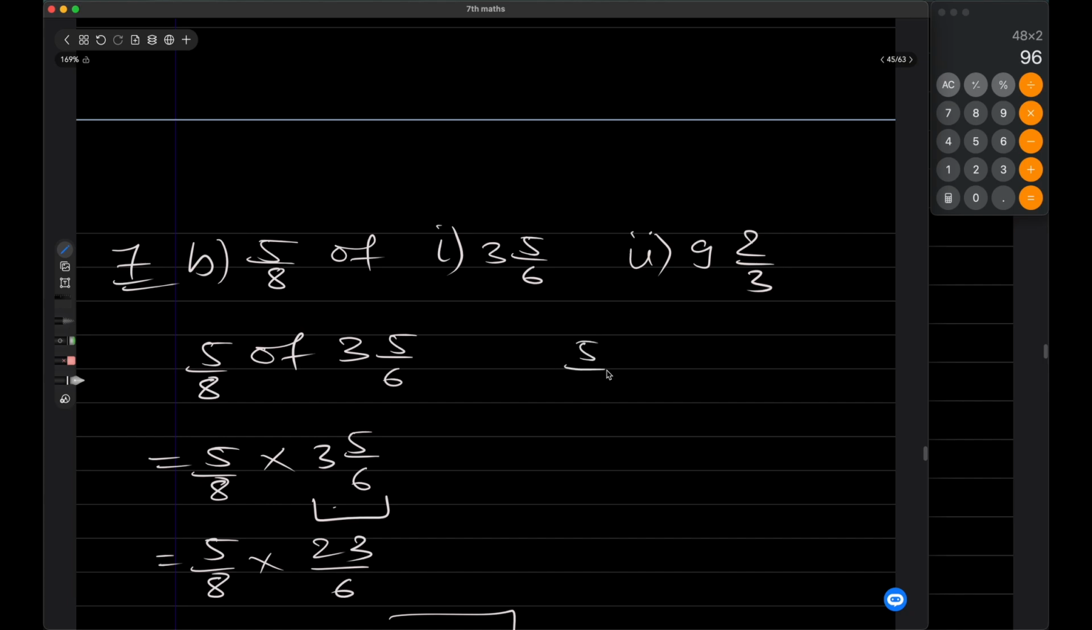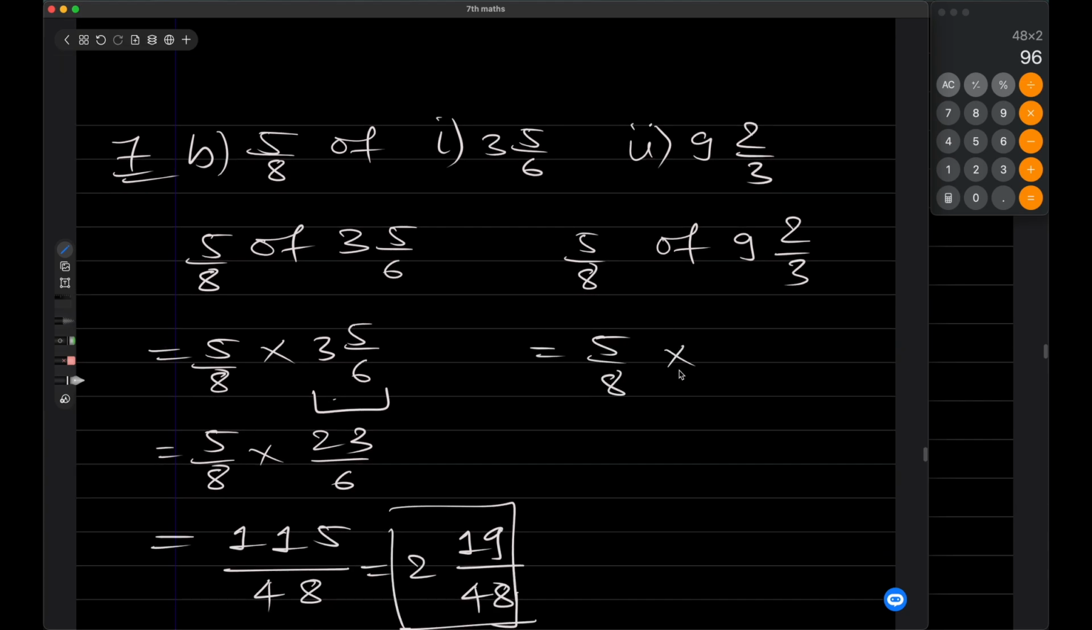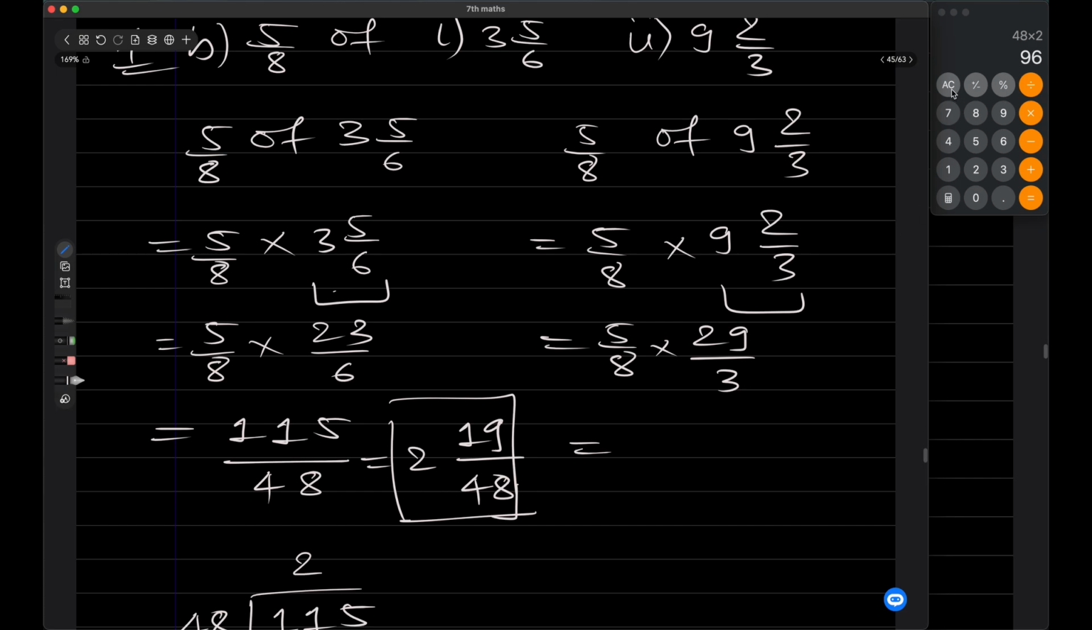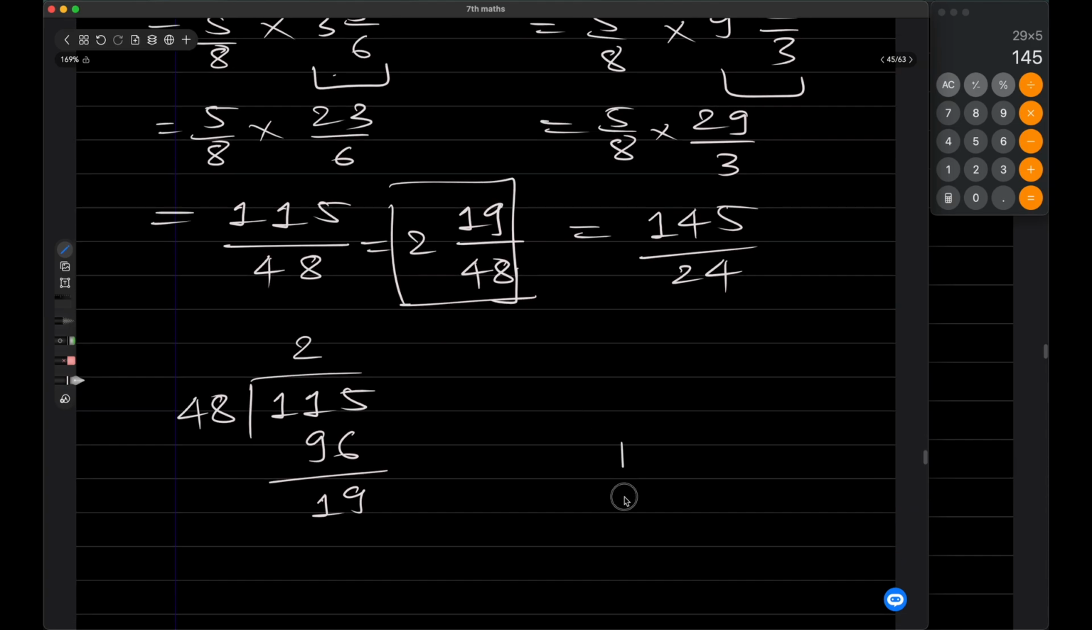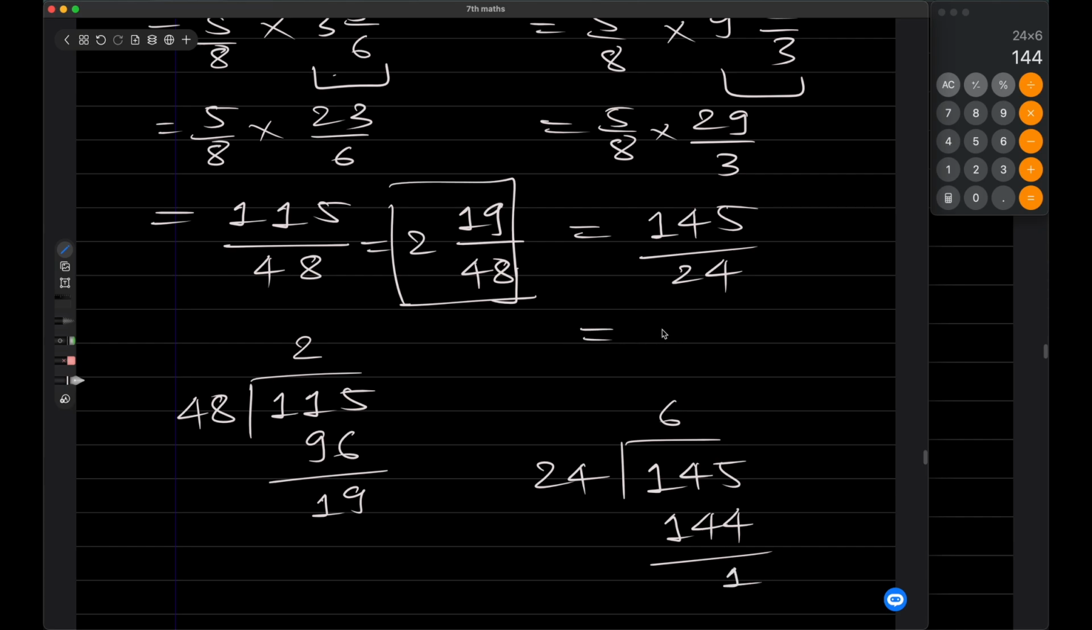Second is 5 by 8 of 9 whole 2 by 3, that is equals to 5 by 8, of can be replaced by multiplication sign, 29 into 5 equals to 145 divided by 24, and to convert it into mixed fraction we have 145 divided by 24. 24 6s are 144 plus 1 is 145, so we have 6 complete, 1 remainder divided by 24.